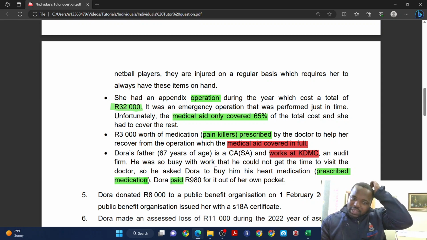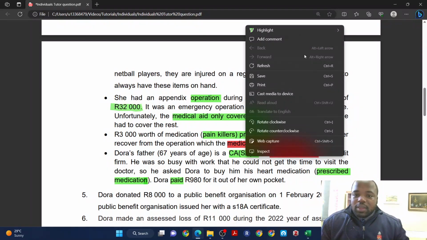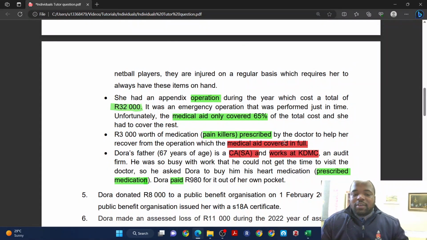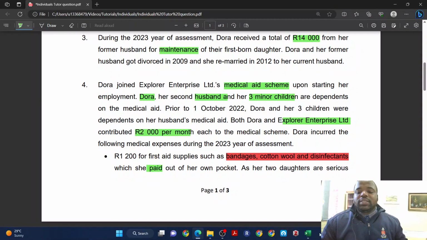But remember, you only qualify for 6A and 6B if you paid for dependents. In this case, her father is not a dependent on her. Why? Because he works at KPMG and he's a CA(SA), so he's probably earning a lot of money, and he can take care of himself. So he's not dependent on Dora for care and support. So that is not qualifying medical expenditure. The only thing I can take out from this is that fringe benefit for now.